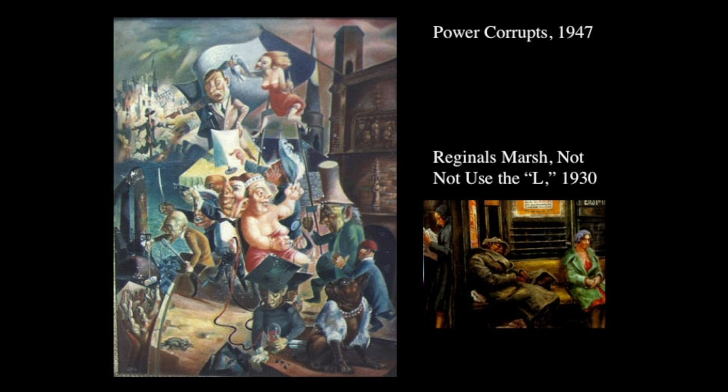Next. This might, no, I just put in a different artist from an earlier period, Reginald Marsh. Typo there. Why not use the L just to suggest social concerns in art of the modern city? But this is a little bit earlier. Next.